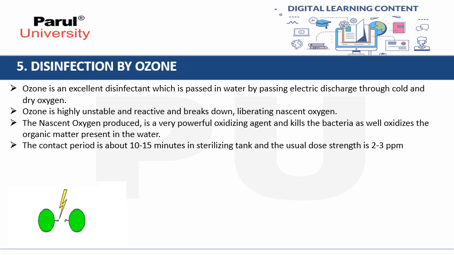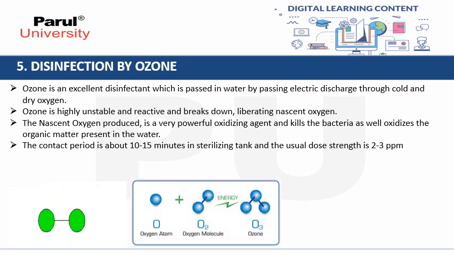For example, here it is oxygen, ozone O3. With the help of radiation, the bond is broken and there is a formation of nascent oxygen. The contact period is about 10 to 15 minutes in the sterilizing tank and the usual dose strength is 2 to 3 ppm.